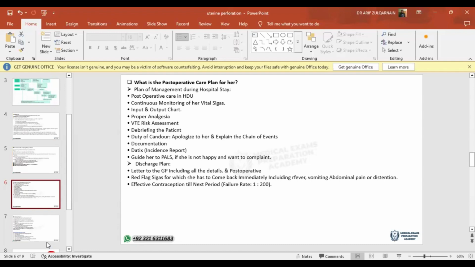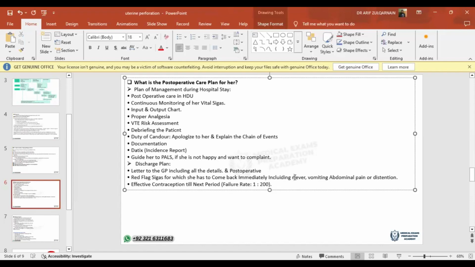Okay. And we will also tell her that after sterilization, effective contraception will be used till the next period. Okay. And the failure rate of sterilization is 1 out of 200. At the time of discharge, we will also explain the red flag signs, because if she is having fever, vomiting, abdominal pain, or distension, she will come back immediately.